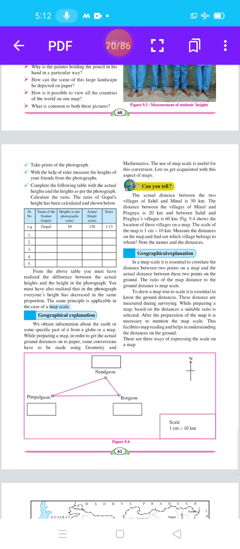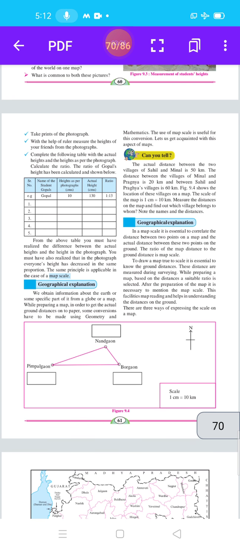Then our next point is the geographical explanation. We obtain information about the earth or some specific part of it from a globe or a map. While preparing a map, in order to get the actual ground distance onto paper, some conversions have to be made using geometry and mathematics. The use of map scale is useful for this conversion. Let's get acquainted with this aspect of maps.